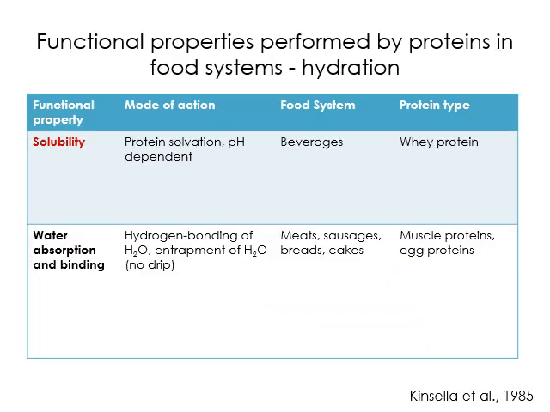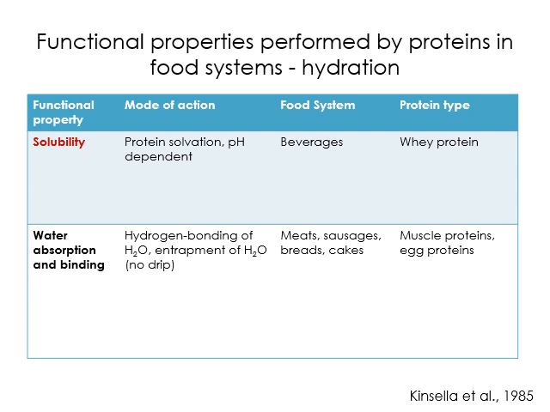Functional properties are performed by proteins in food systems, such as hydration. I just have two examples here. For example, the solubility functional property of proteins involves protein solvation, but the solubility of proteins is highly dependent on pH. One of the important food systems that involve protein solubility is beverages.